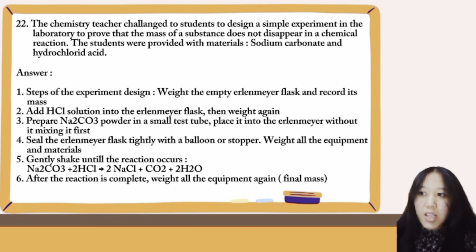Step 5. Gently shake until the reaction occurs. Na2CO3 plus 2HCl yields 2NaCl plus CO2 plus H2O. The last step: after the reaction is complete, weigh all the equipment again for the final mass.